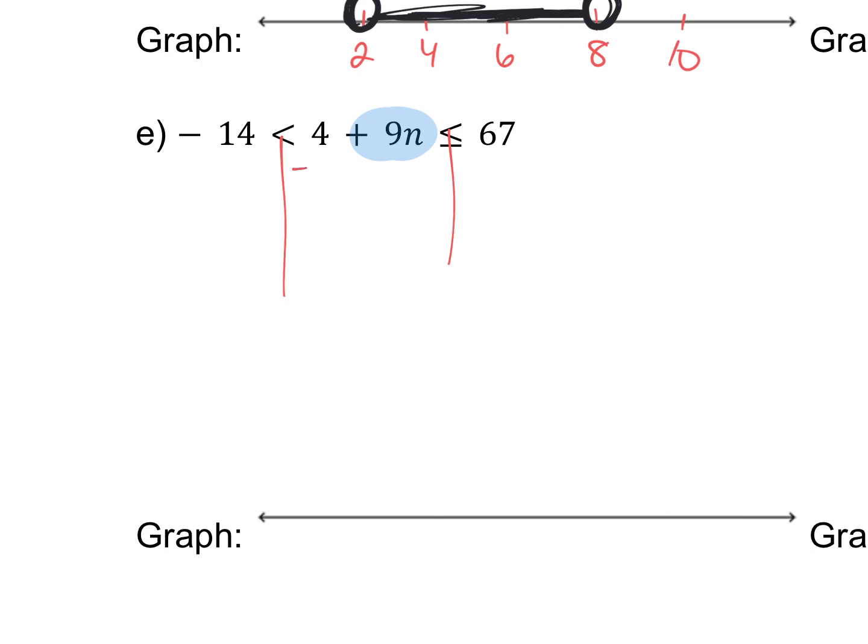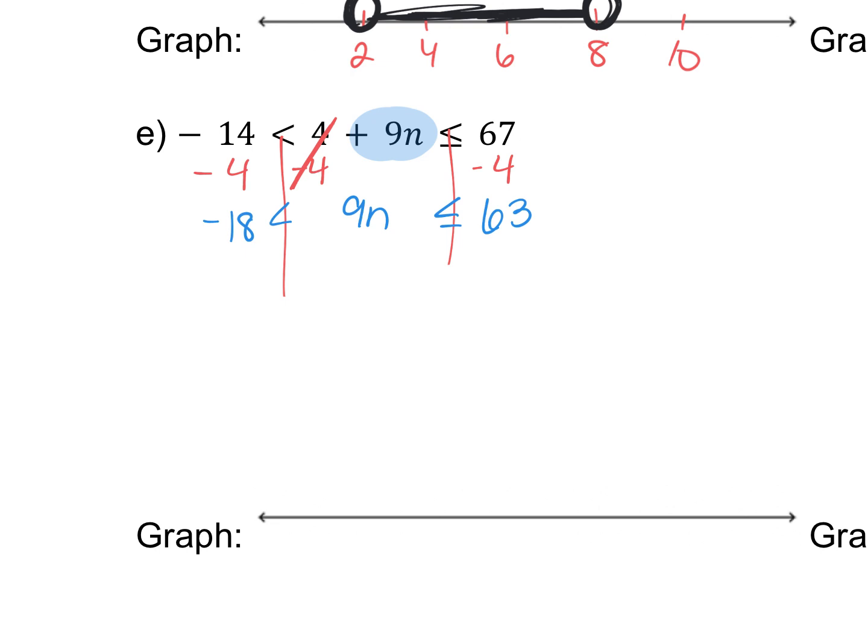Since it's positive, let's go ahead and subtract it. So minus 4, do that to all three sides. Those cancel, and you have 9n in the middle. Drop your signs down. And let's go ahead and subtract. Be careful. Negative 14 minus 4 would give you negative 18. And then 67 minus 4 would give you 63.